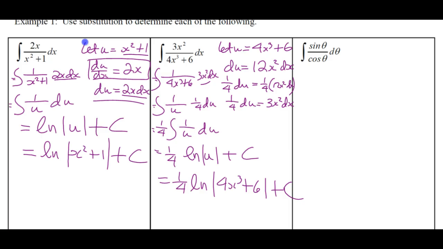Okay, so let u equal cosine theta. Then what's du? So du is equal to negative sine theta. It'd be an x if it weren't a theta. So negative sine theta d theta. Now, at this point, you say, I have a sine theta d theta.